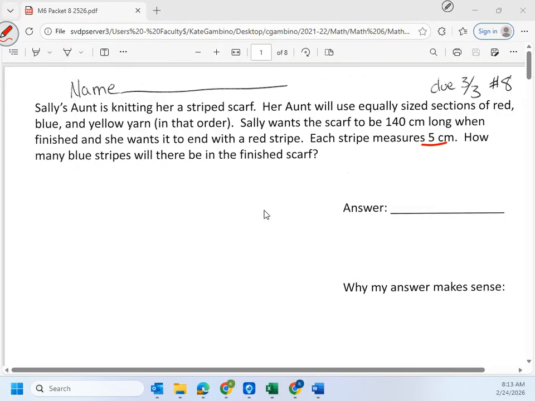Then you need to think to yourself, she starts with the red and ends with the red. I can't have a decimal, right? We don't want remainders. You need to do some problem solving to figure out how many sections of blue there will be, blue stripes. So we're dividing it up amongst those 5-centimeter sections, and then you're dividing it up amongst the colors. And then you're figuring that out. Our next page.